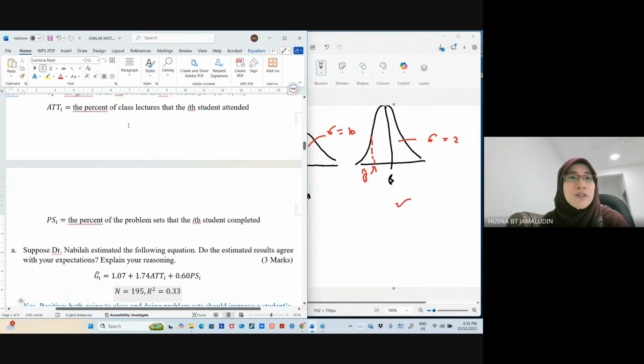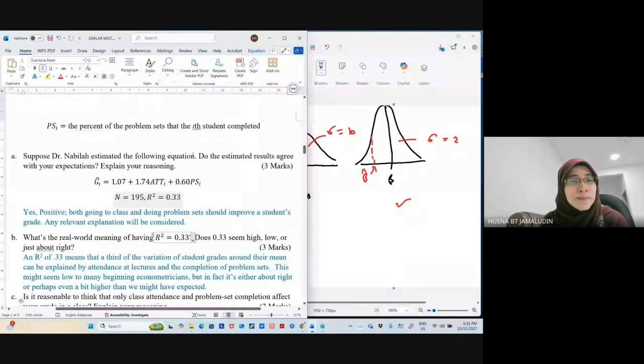Attending a percent of class lecture. Then, okay, attendance. Maybe I just put attendance. You can say attendance and completions of problem set are able to explain the change in students' grade by 33%. Okay, that is the simplest way of explaining.